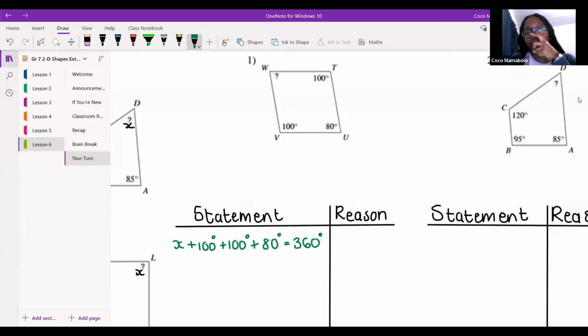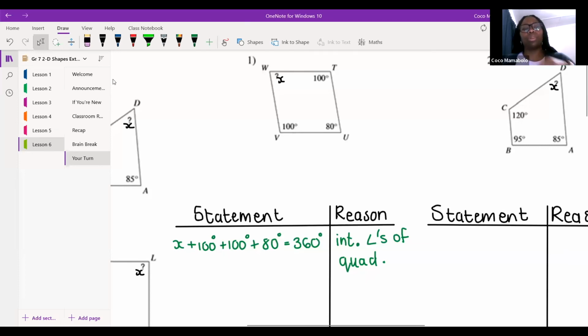Excellent. And what's my reason? Something about interior angles. Miss, I don't know the reason, Miss. Remember, because we're looking at a quadrilateral, we're going to write interior angles of a quadrilateral. Okay. Thank you, Smita. Smita was helping. Roland, okay. Feel better, my sweetie.